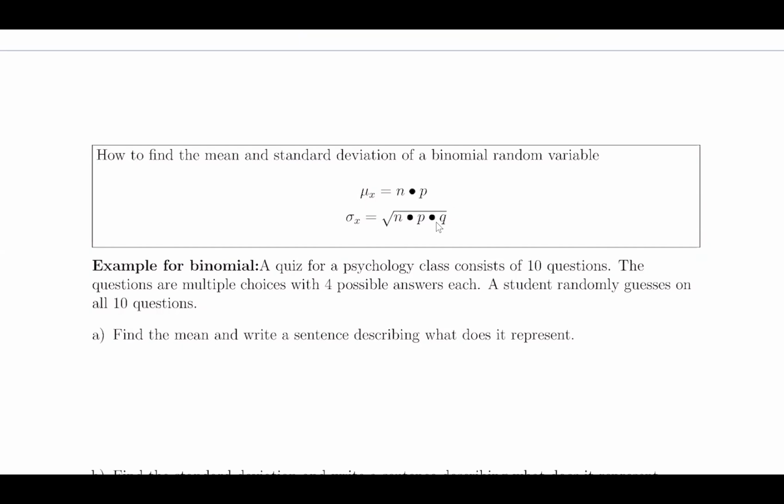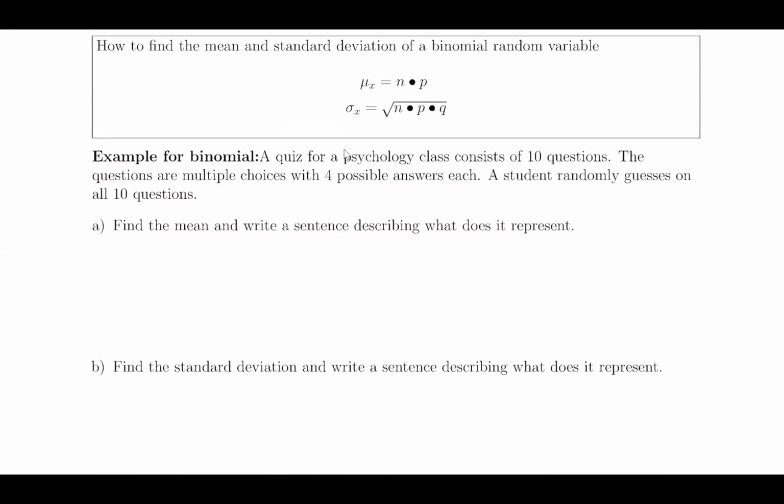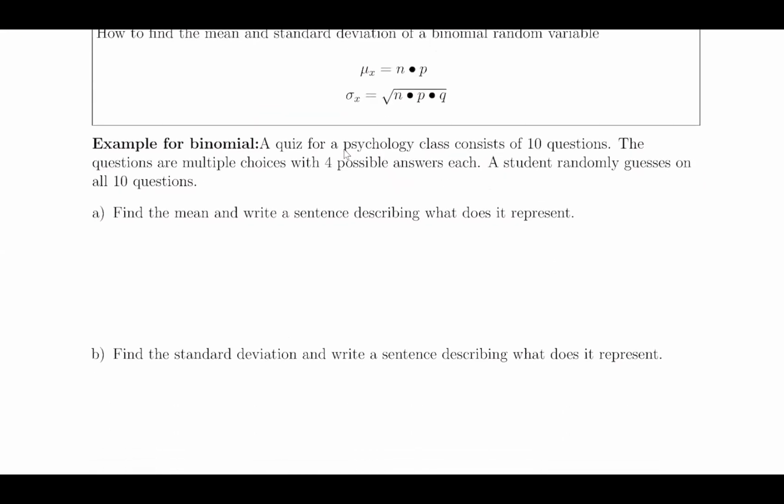So if I ever ask you to find the mean or the standard deviation, this is all you have to do. You have to do n times p, or the square root of n times p times q, and that will give you the mean or the standard deviation. Any question in regard to the formula before we actually get to the problem? Cool. All right. So let's go on to this problem.